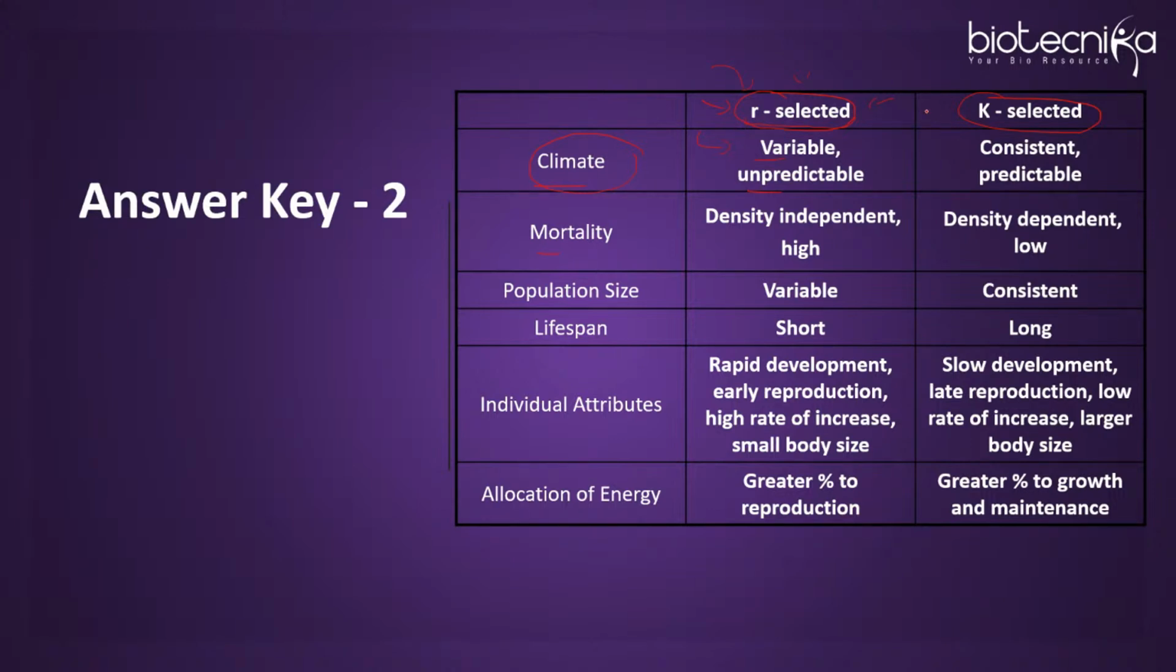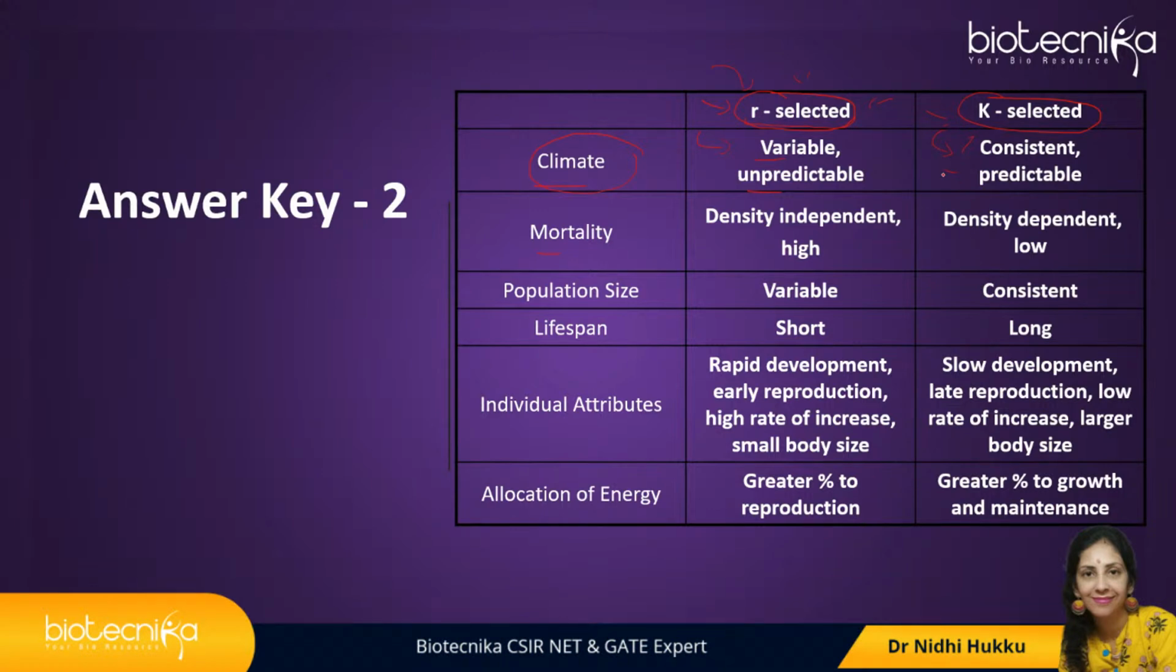And then the K selected living organisms, the organisms which fall under this category, they will wait for the stable environment to come and only then are they going to reproduce. Now R selected, they will use up all the resources to just maximize reproduction. So they will be producing a huge number of offspring, and they will be providing least parental care. So the mortality rate will be higher.